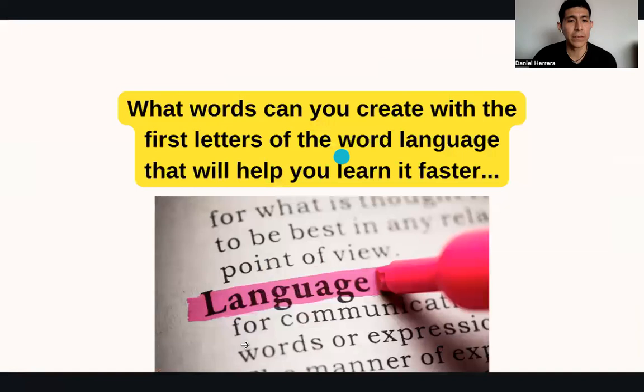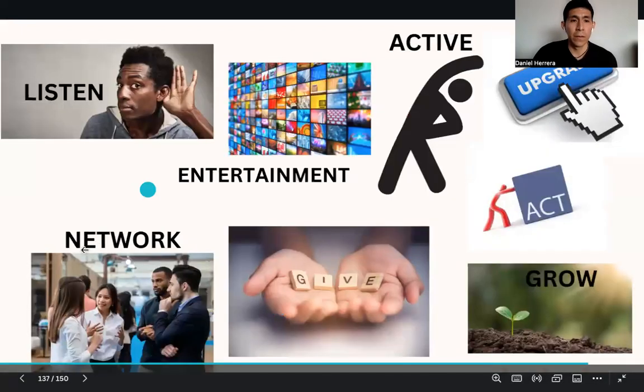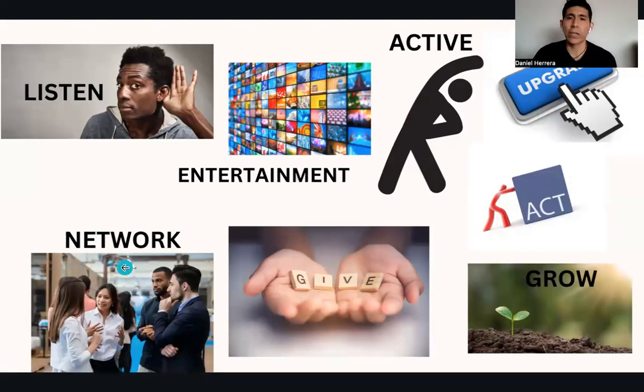What is the next letter? N. Network. You're not doing it alone. A lot of people think that learning a language is something that you can do solo. It's not a solo job. Tienes que tener amigos. You need to practice it with other people.